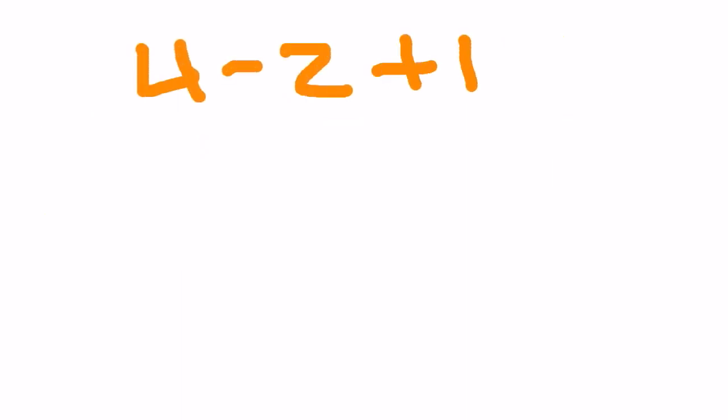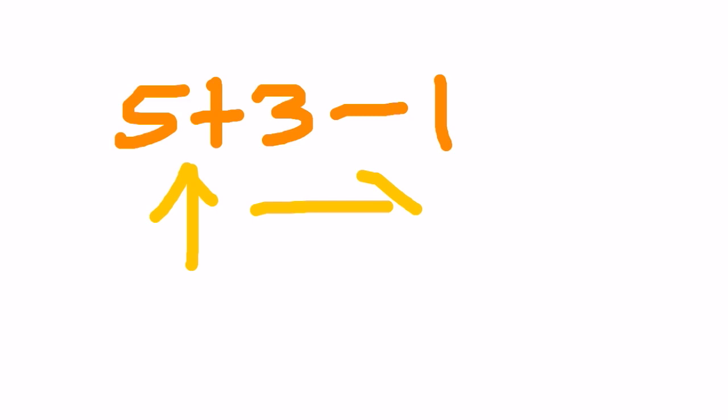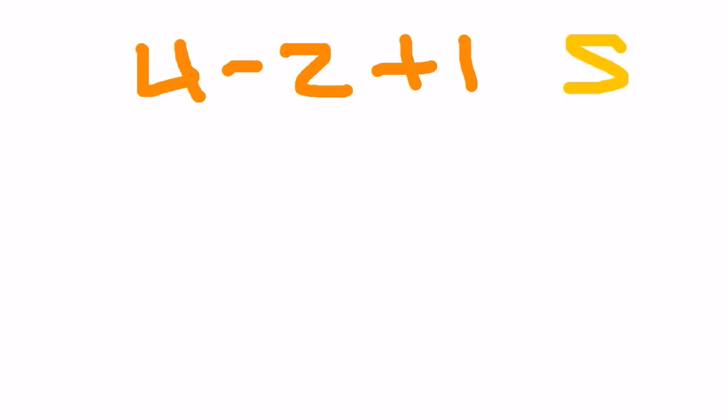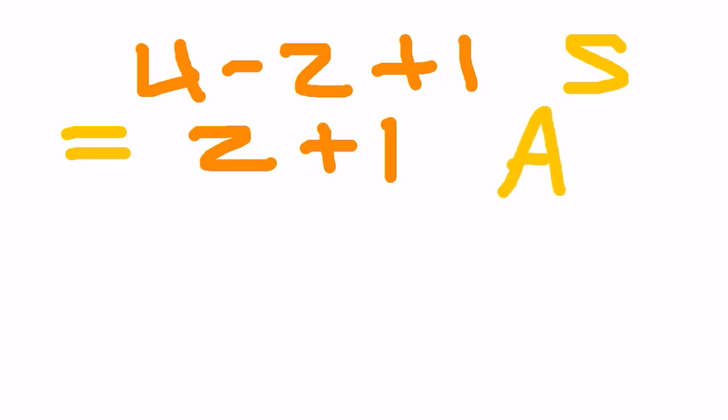Next, let's do this one. So the first one we're going to do is subtraction actually, because we want to work from left to right when we deal with addition and subtraction, or multiplication and division. And that means we're just going to do the leftmost operation first. So first we'll simplify 4 minus 2, and then we'll add 2 plus 1 to get 3.